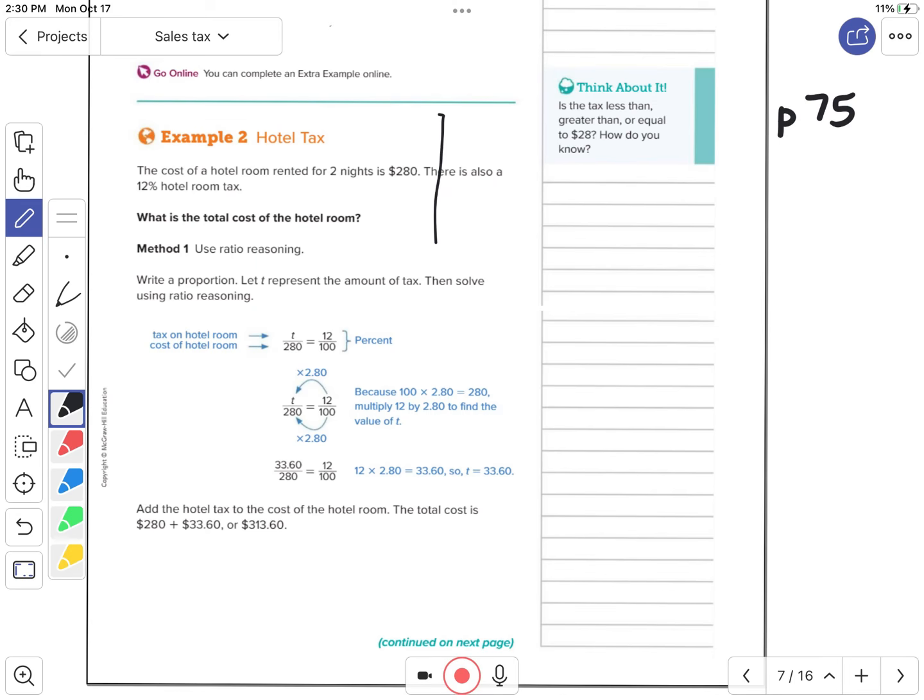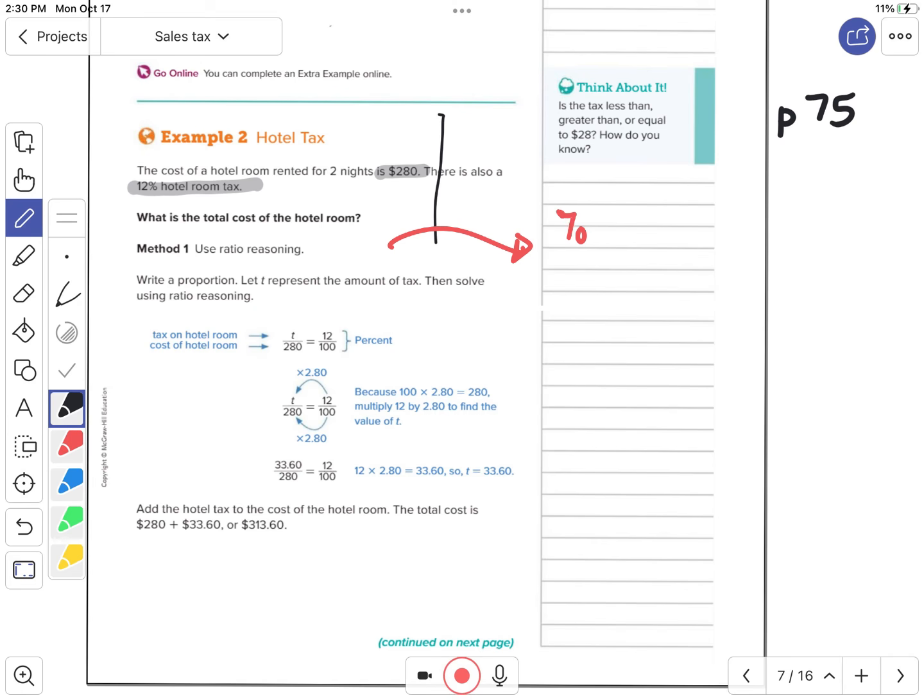All right, let's try the next example on page 75. It says the cost of a hotel room rented for 2 nights is $280. So that means total for both nights. There's also a 12% hotel room tax. I want to know if we can figure out how much total we are going to pay. So we are going to work it out over on the side, if you guys can do this as well. Okay, I'm going to do the equation first.